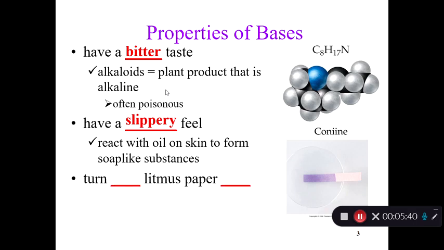The next property of the bases is with litmus paper. At this time, if we use red litmus paper, bases are going to make it blue. So it's easy to memorize: acids make red, bases make blue. Bases, B, make blue.